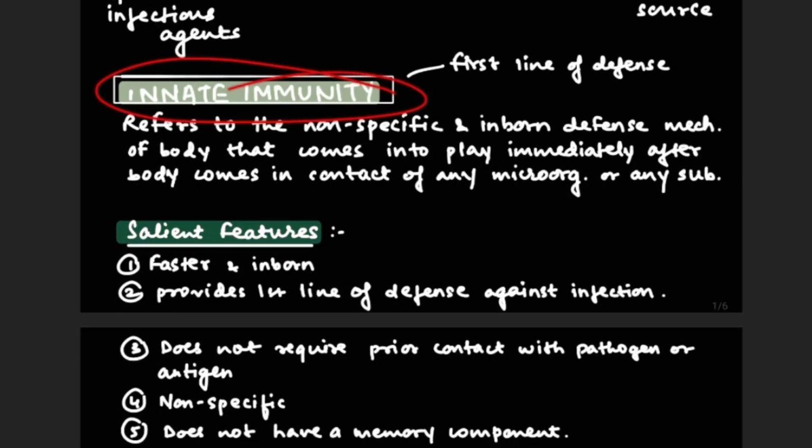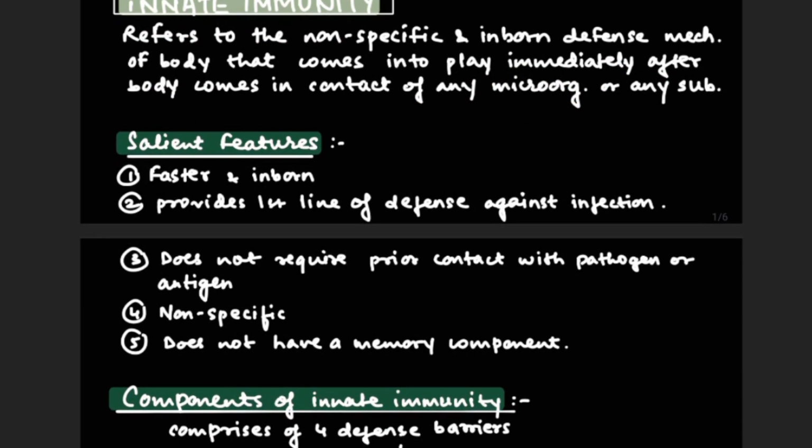First is innate immunity. It is the first line of defense and it is a non-specific type of immunity, as well as being present from birth. Innate immunity acts immediately after the body comes in contact with any microorganism or any substance. Now there are some salient features of innate immunity. First, it is faster, being inborn. Then it provides the first line of defense against infection. Then it does not require any prior contact with the pathogen or any antigen, it is non-specific, and it does not have a memory component.